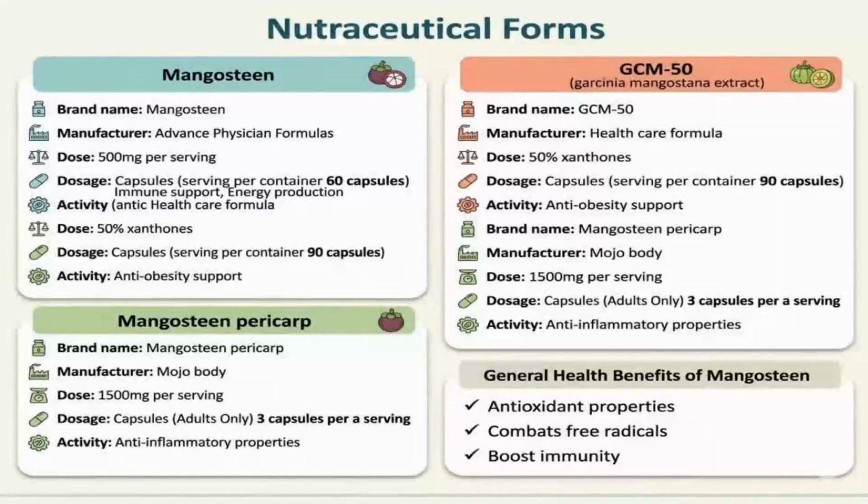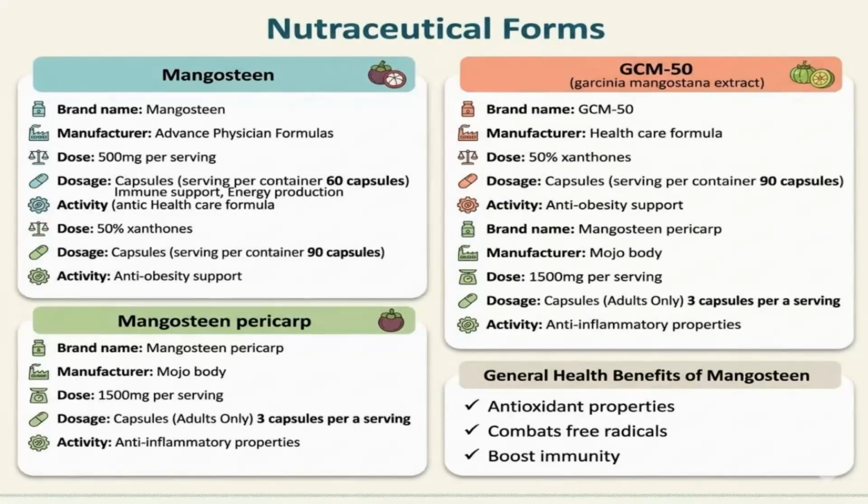Now we discuss some important pharmaceutical brands in which phytoconstituents that fall in the category of xanthones have been formulated and evaluated in different dosage forms. So let's see the first brand. The name of that brand is Mangosteen. It is manufactured by Advanced Physician Formulas and the dose is 500 milligrams per day. This brand is formulated in capsule dosage form, serving as 60 capsules per container. This brand is used as an immune system enhancer, for energy production, as well as antioxidant activity.